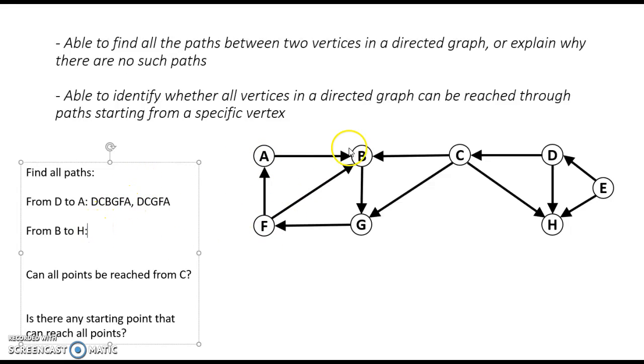What about from B to H? So here's B, here's H. From B, we really only have one option, and from G, we only have one option. Here we could go up to A or B. No matter what we do, we're never going to be able to get out of this particular set of four vertices. We can never even get over to C because the only edges flowing between C and this portion of the graph are flowing from C over there. So there's no way we can get from anywhere on this side of the graph over to this graph.